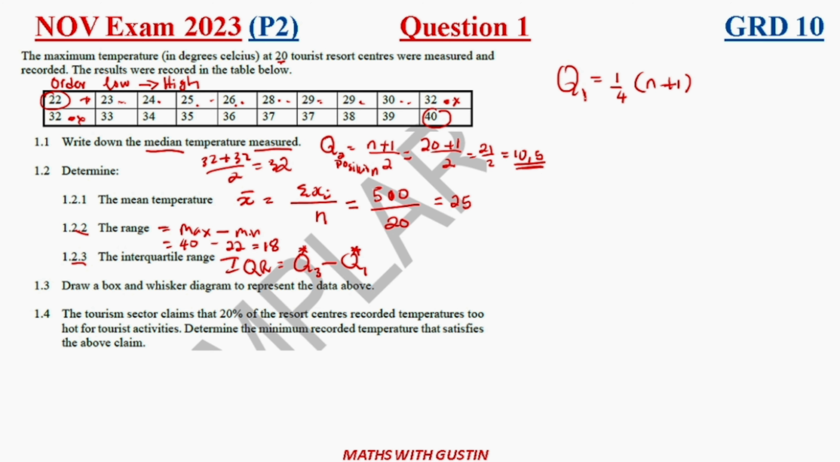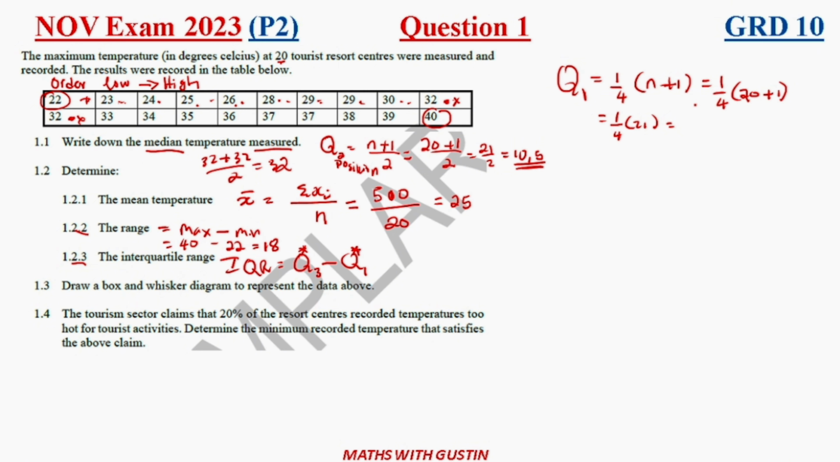So remember, every time you see the Q, this formula gives us the position. So it's going to be 1 over 4 into (20 plus 1), which gives us 1 over 4 of 21. So therefore this will give us the position of Q1, which is the lower quartile in this case. So let me go to my calculator and check what is the position here. Please guys, you can pause this video and also do it by yourself and then check.